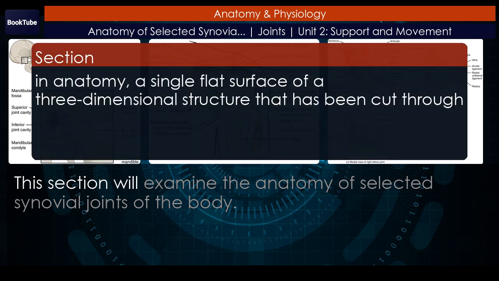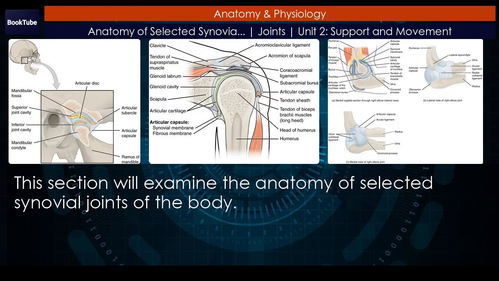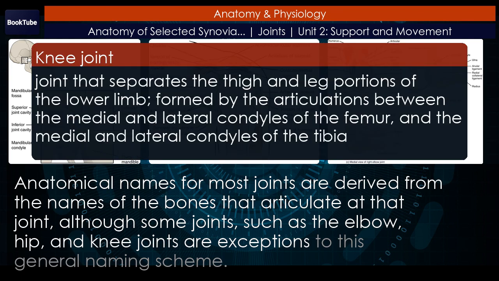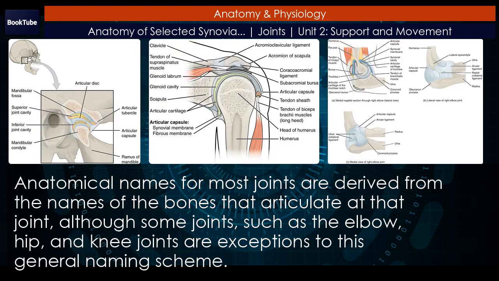This section will examine the anatomy of selected synovial joints of the body. Anatomical names for most joints are derived from the names of the bones that articulate at that joint, although some joints, such as the elbow, hip, and knee joints, are exceptions to this general naming scheme.